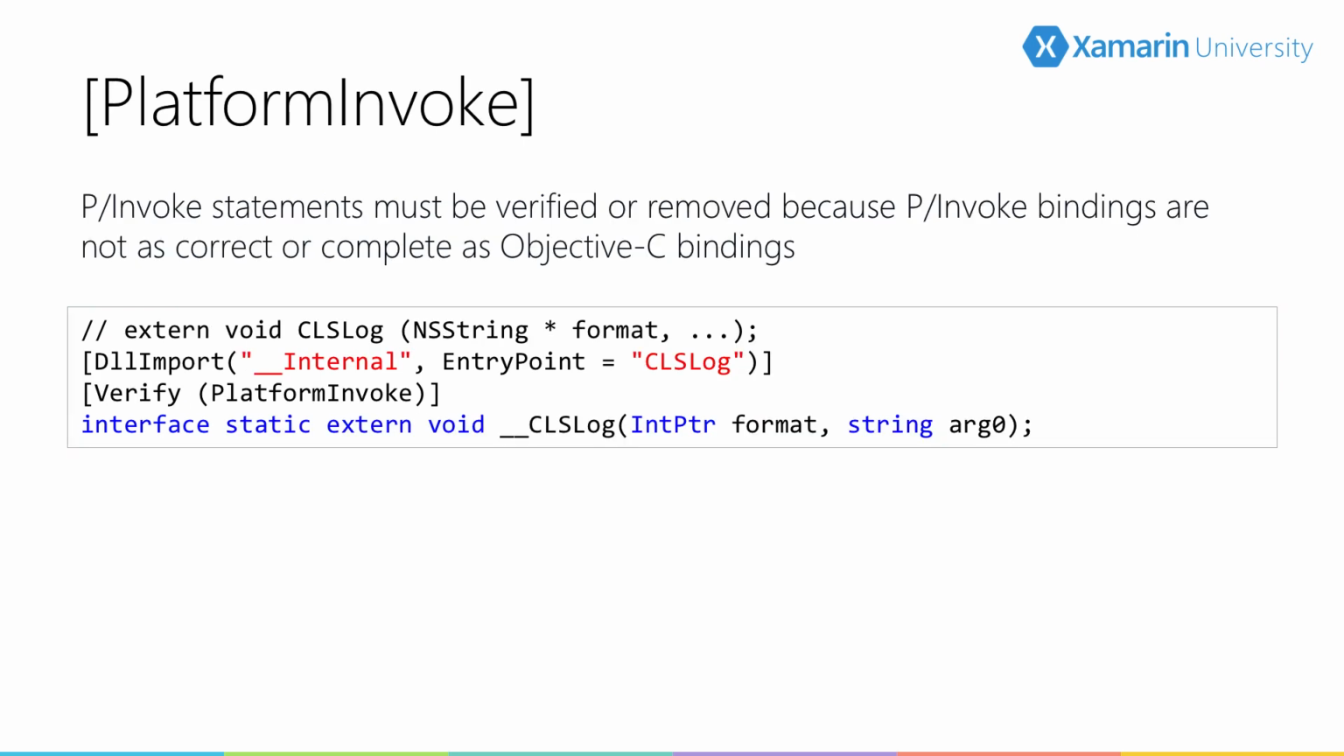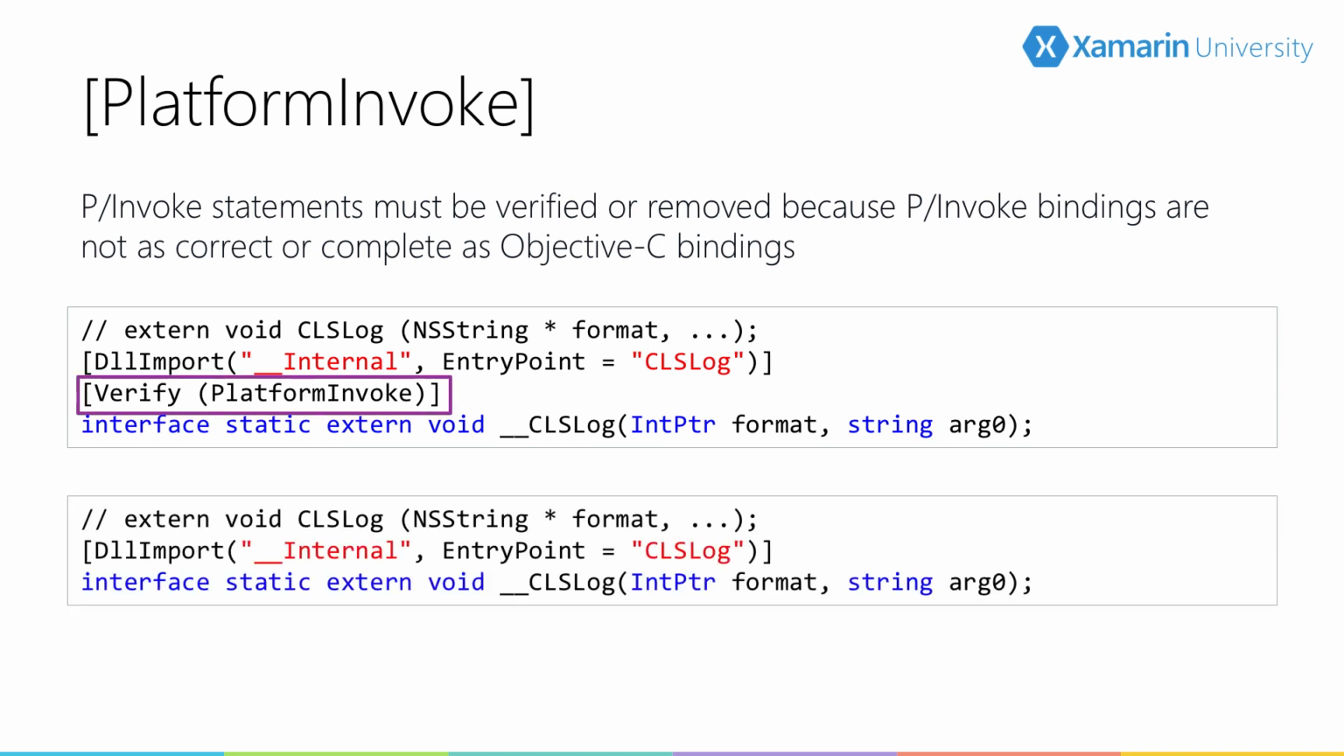In general, P/Invoke bindings are not as correct or complete as Objective-C bindings. P/Invoke statements must be verified or removed. Here's an example of a P/Invoke attribute verification. Our cleanup is pretty trivial. As you can see, it's merely just removing the Verify attribute. However, there are a couple of considerations which you may need to consider.